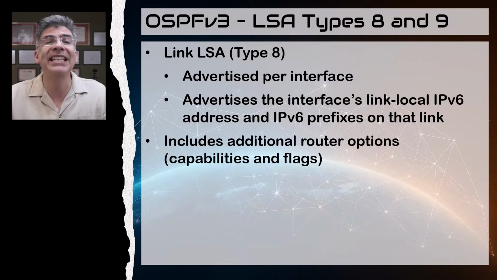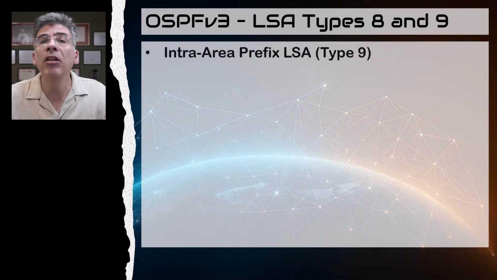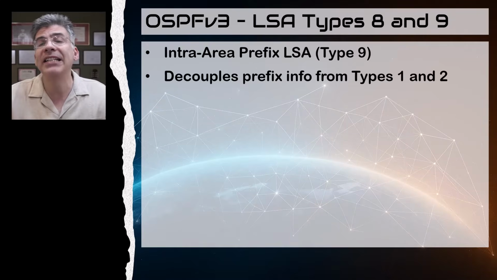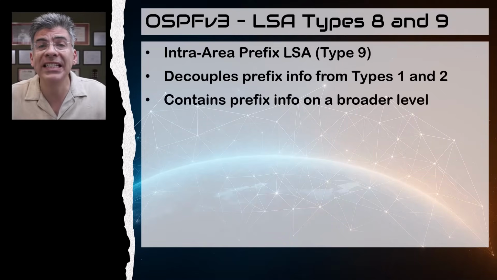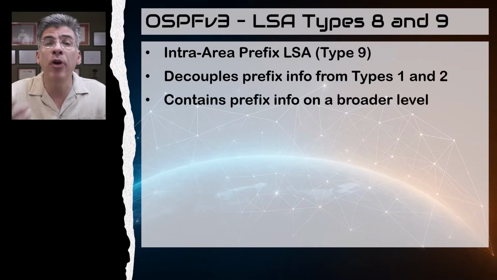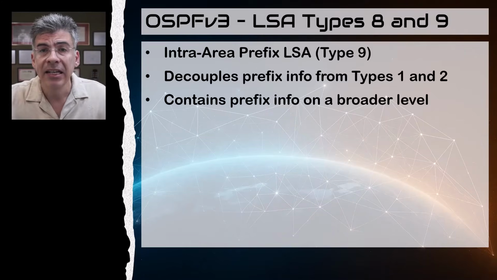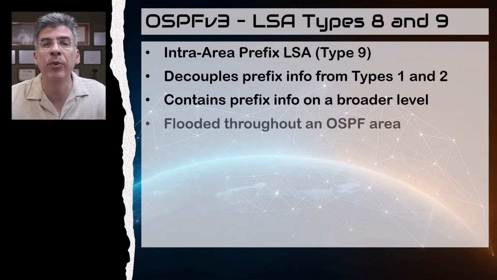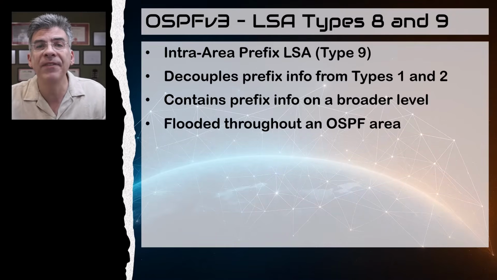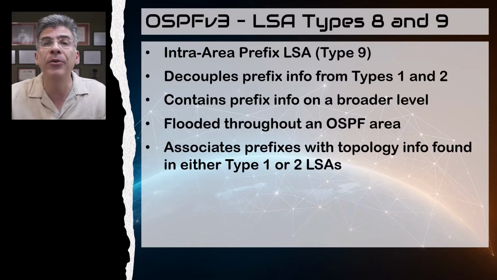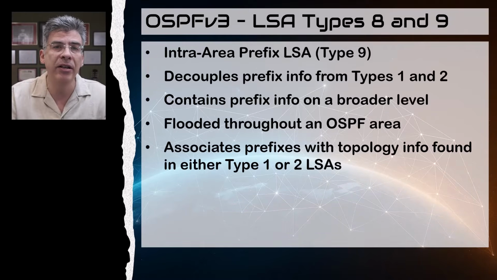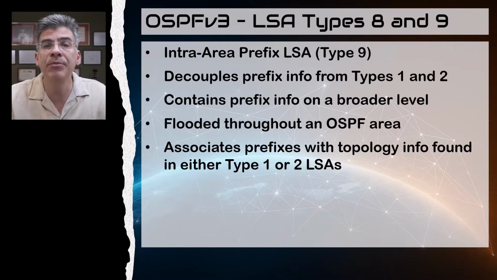Now, let's take a look at the Type 9 LSA. This is called the intra-area prefix LSA. This LSA also decouples prefix information from the Type 1 and Type 2 LSAs. The prefix info contained in Type 9 LSAs is broader than that contained in Type 8, in the sense that it's not limited only to the information found on a particular link. This type of LSA is flooded within an area and associates prefixes with the topology info found in either a router LSA, a Type 1, or a network LSA, a Type 2.